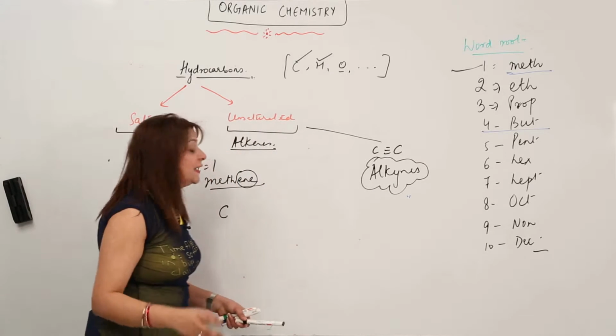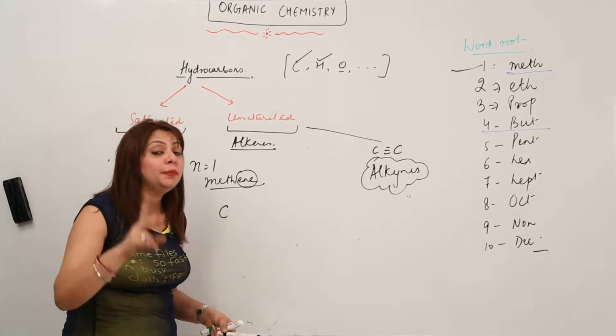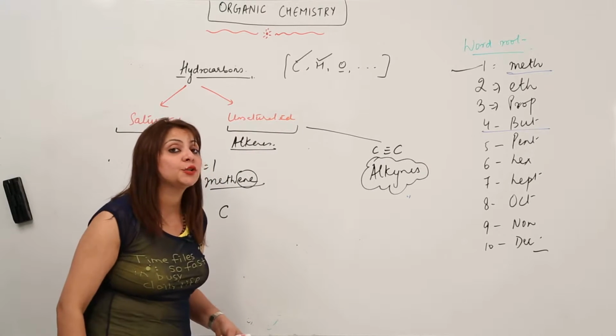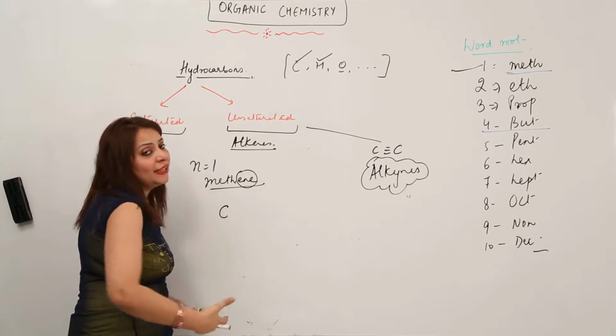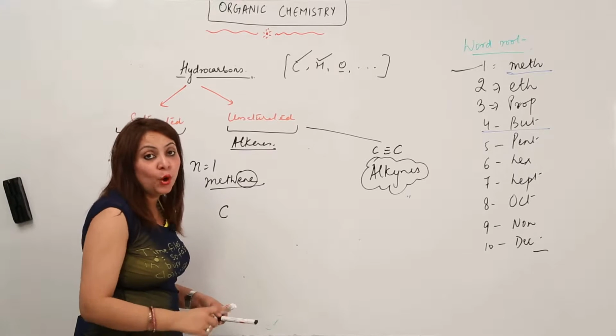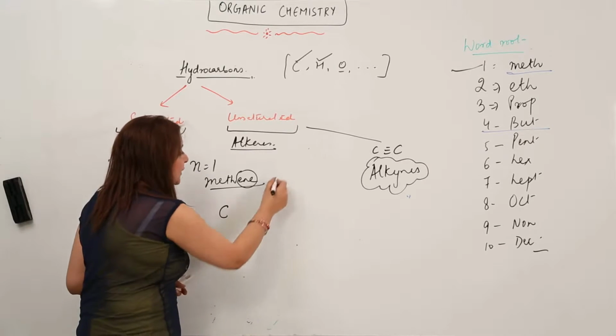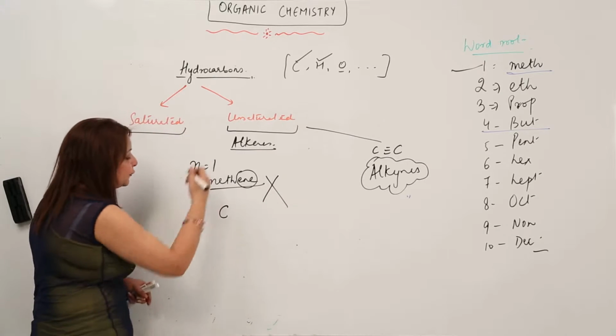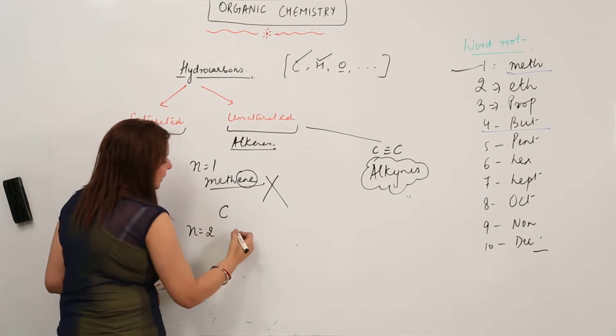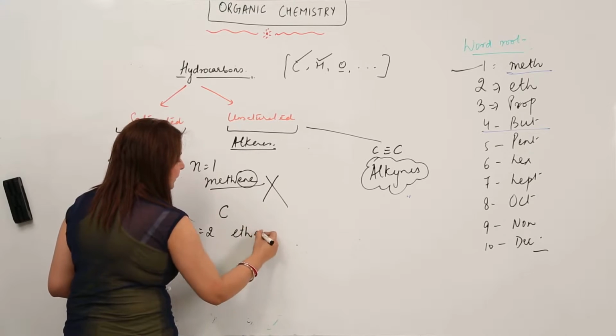But as we know, hydrogen has only a duplet, it cannot make the double bond. It needs only one valence electron to get satisfied, right? So there is no other carbon atom with which the carbon atom can bond with a double bond. So that means this member does not exist, right? So its first member is a minimum of 2 carbon atoms, that is ethene.